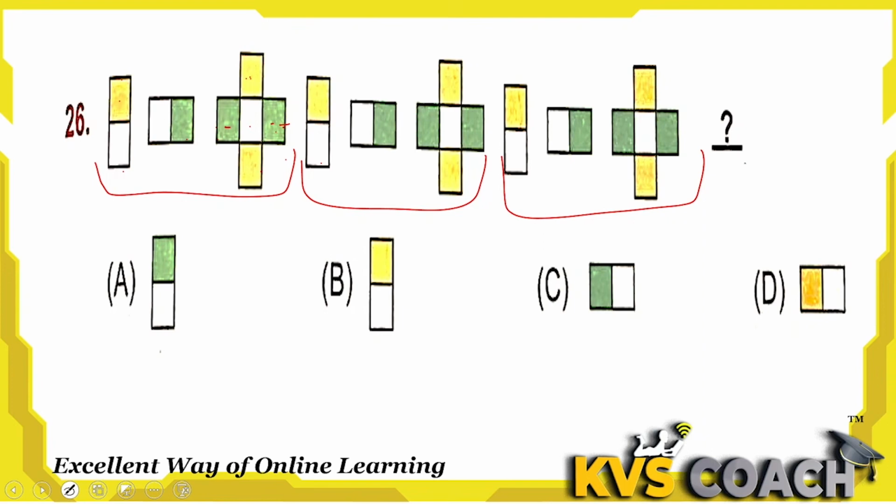So here what will be? Here the pattern will start again because the pattern ended. So the pattern will start, then this part and this part, and this part is yellow color. Okay, yellow. So this is the right answer here.